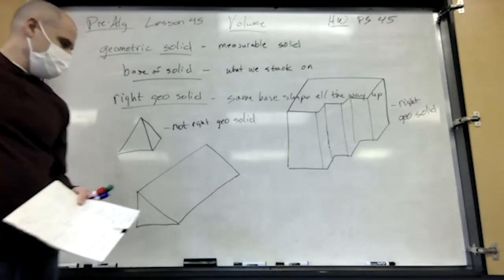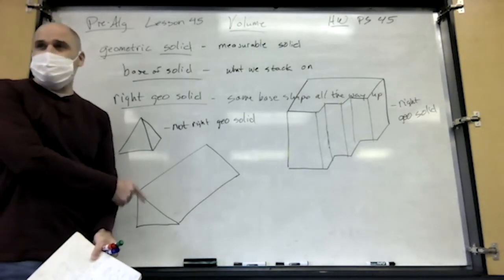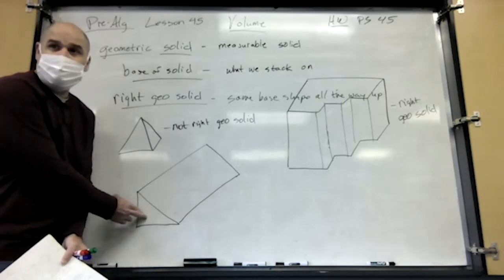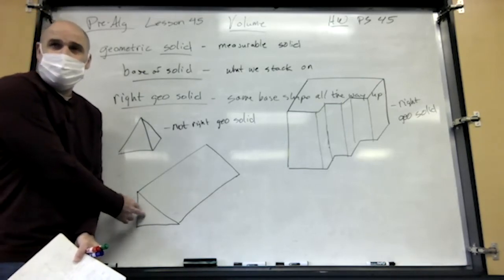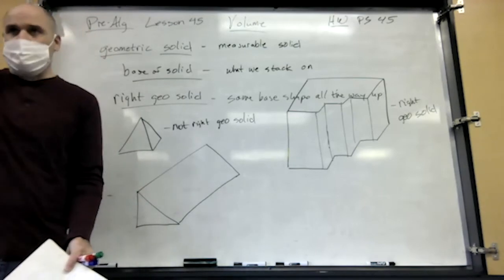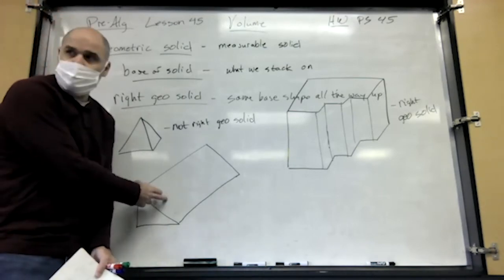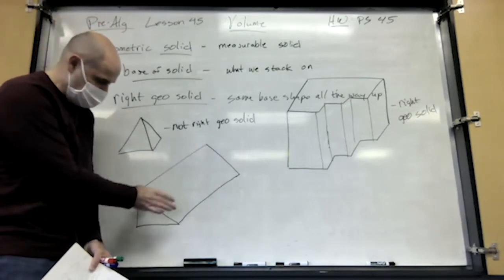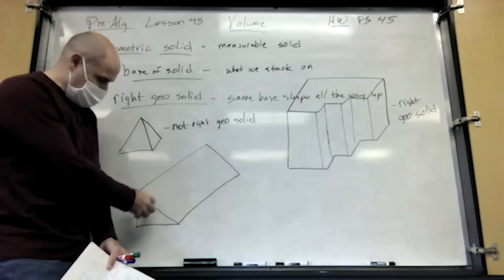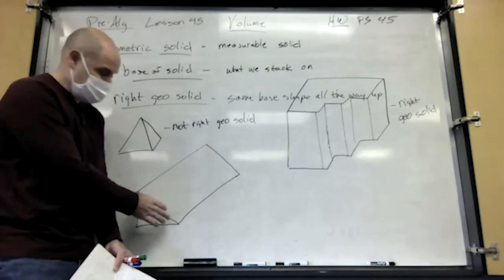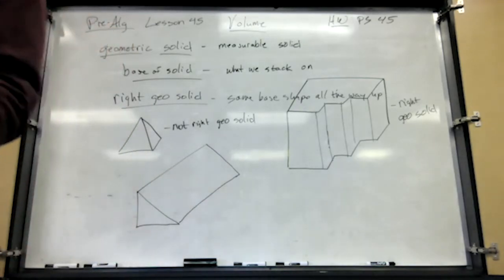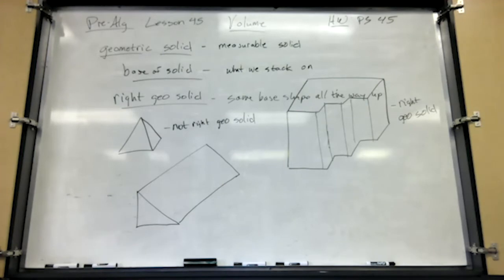So this is a right geosolid. You want to know why? Because this shape right here is considered the base. It doesn't have to go down to up. It's the same shape repeated a number of times. So this is the base that's repeated. I could figure out the area of this base and then multiply it by the height. Even though the height in this case doesn't represent how high it is. It's how deep it goes.